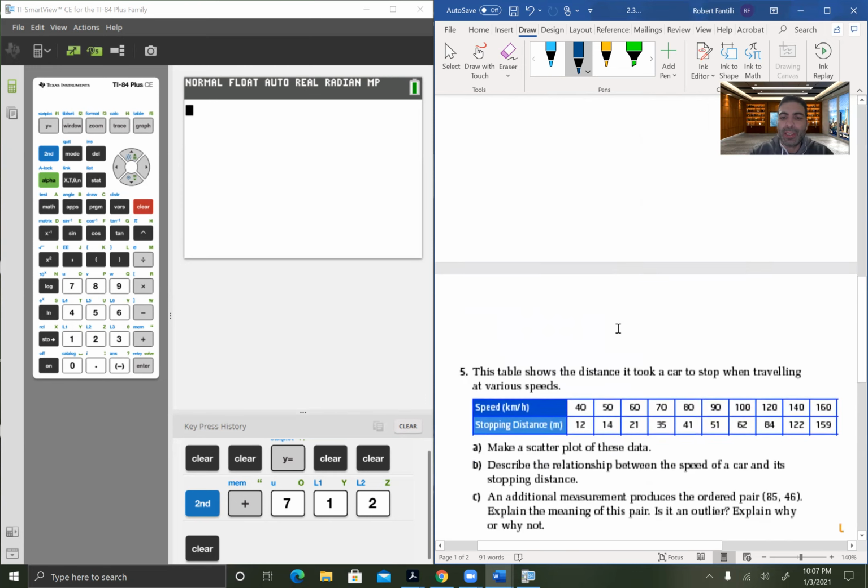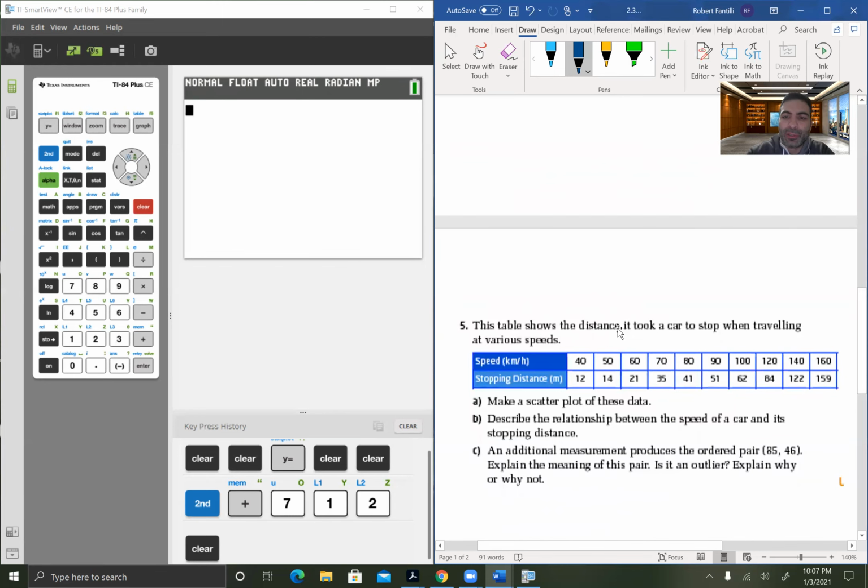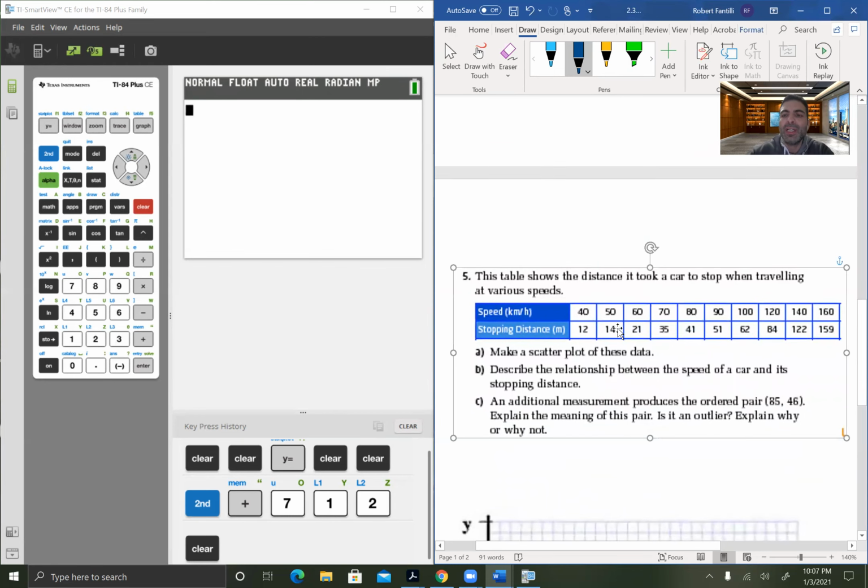All right. And then here, number 5 says, this table shows, you can see I took this from your textbook. This table shows the distance it took a car to stop when traveling at various speeds. Okay, so the speed in kilometers is the first row. And then the stopping distance, obviously the faster you're traveling, the longer it'll take you to stop. But in this case, it gave us speed in the first row, stopping distance in the second row.